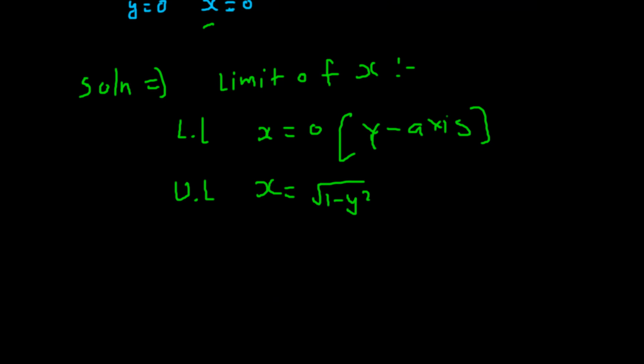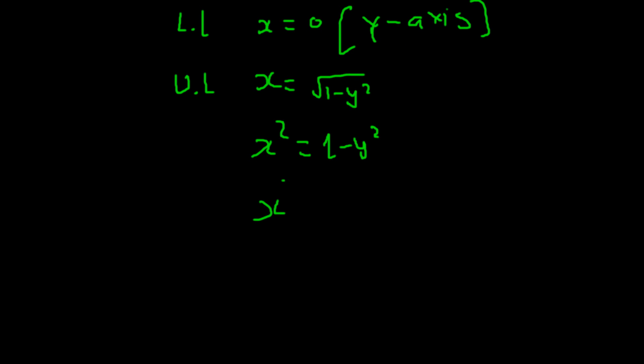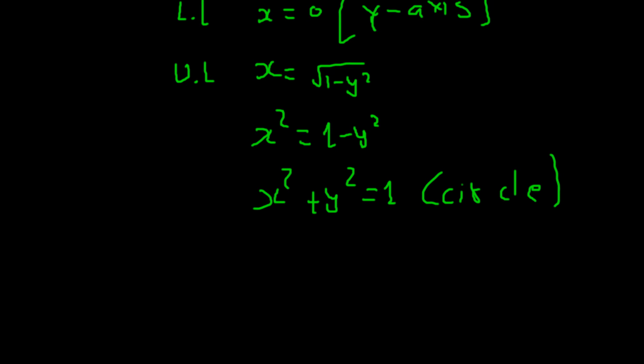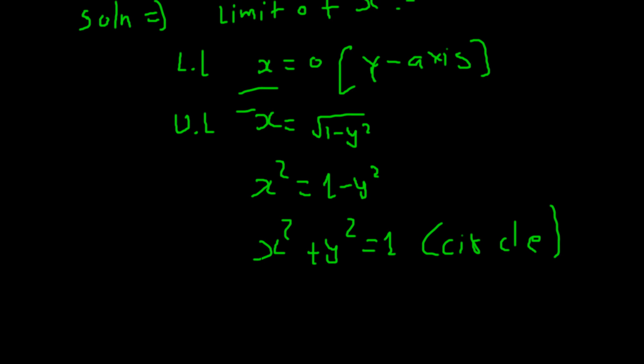We're going to square this side. x square equals to 1 minus y square. This becomes x square plus y square equals to 1. So basically we know this is a circle. So we got our lower limit, we got our upper limit.